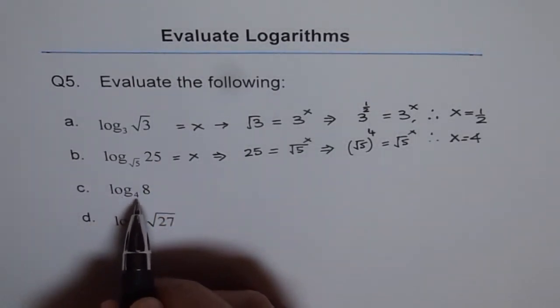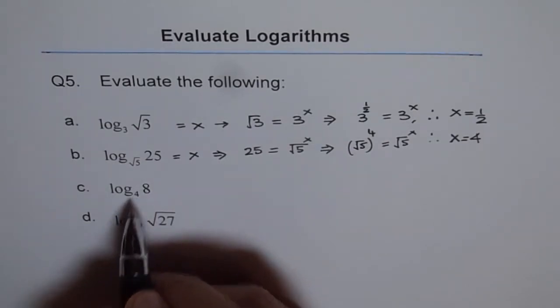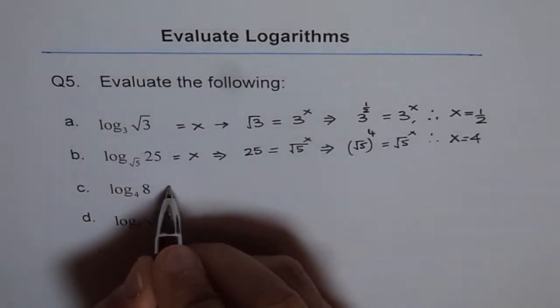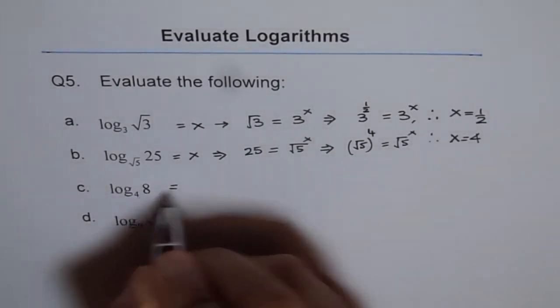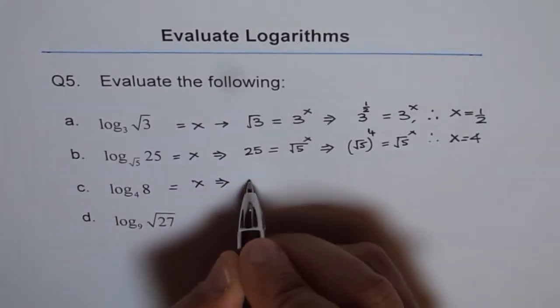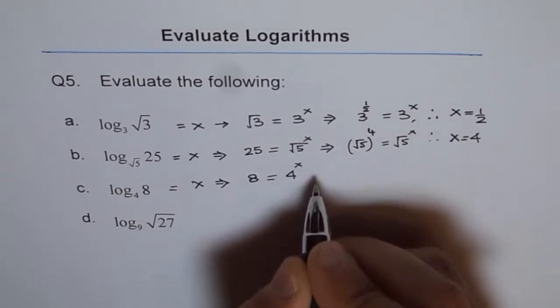Log to the base 4 of 8. So we need to now write 8 as a power of 4. That is kind of tricky, right? So let's see how to do it. What we will do here is let it be equal to x, as we did for all, right? Then we can write 8 equals 4 to the power of x, correct?